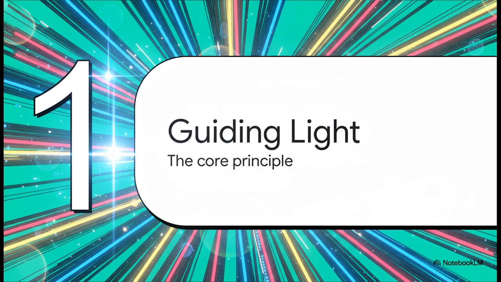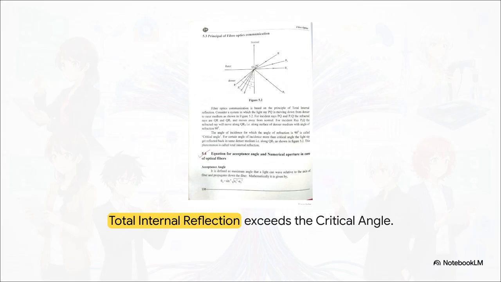Section 1. Guiding light through glass. This is the core principle of fiber optics. The absolute secret sauce behind this technology is a phenomenon called total internal reflection. Think of it like invisible guardrails, keeping the light trapped from escaping.